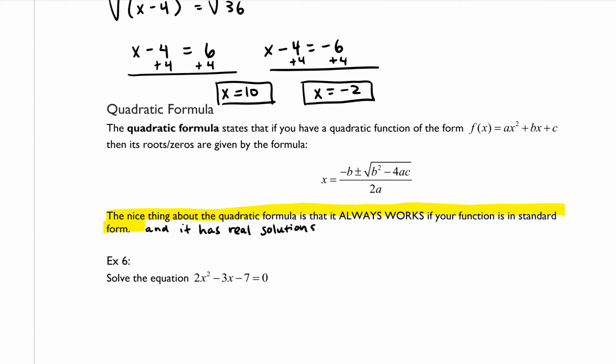Again, sometimes quadratic equations don't have real solutions, so the quadratic formula will not work in those cases, but in all the other cases, the quadratic formula will always work. And so the quadratic formula states that if you have a quadratic function in standard form, then its roots or zeros are given by the formula x equals -b plus or minus the square root of b squared minus 4ac, divided by 2a.